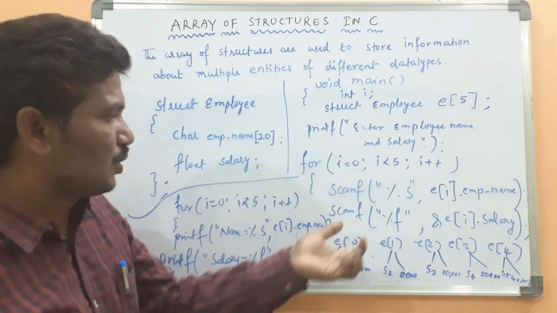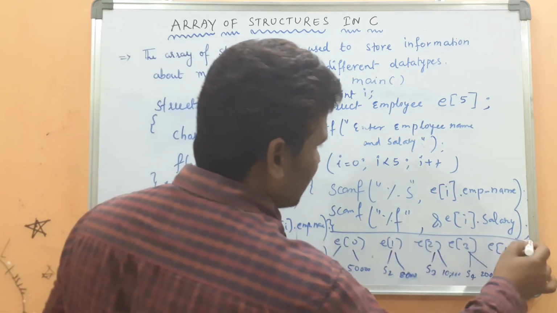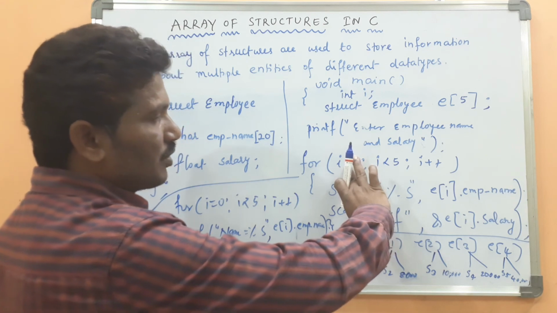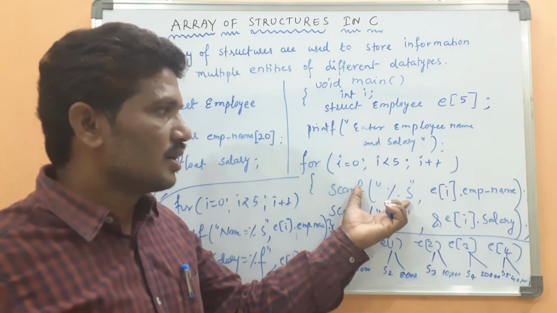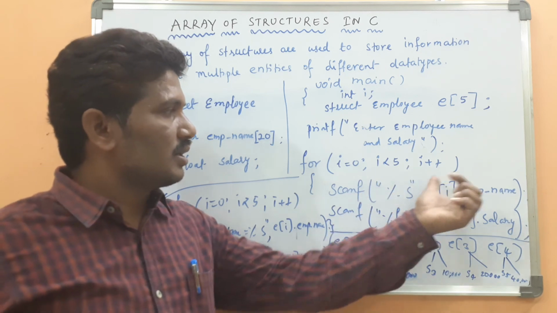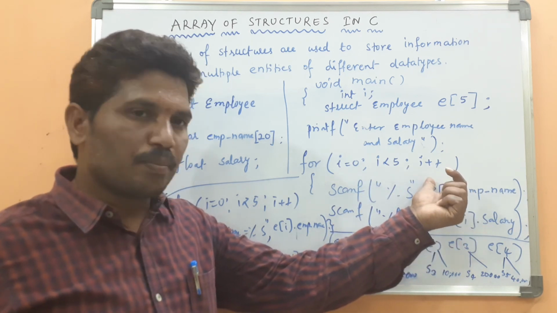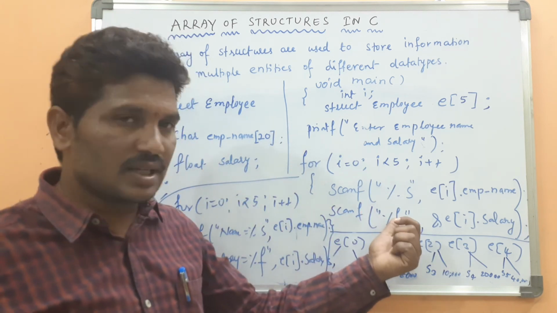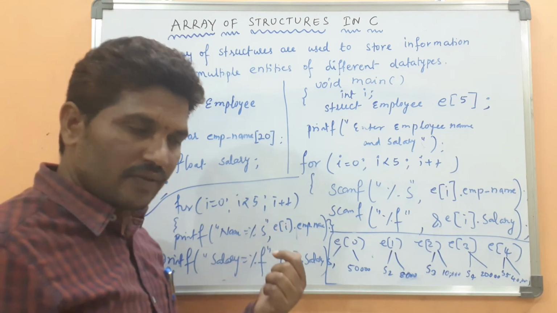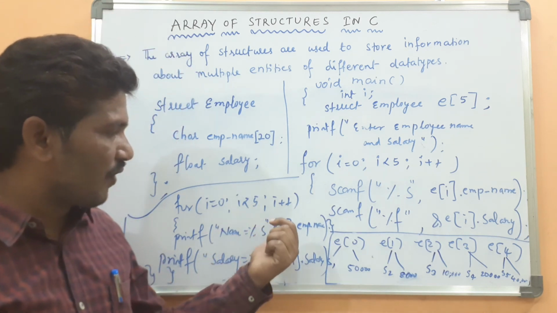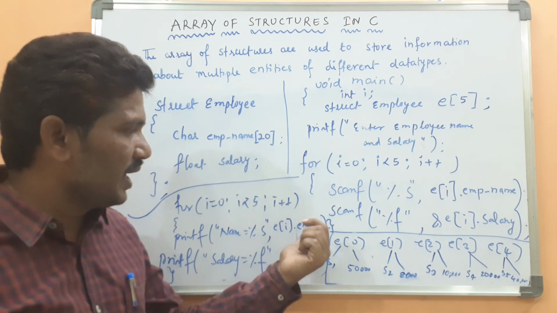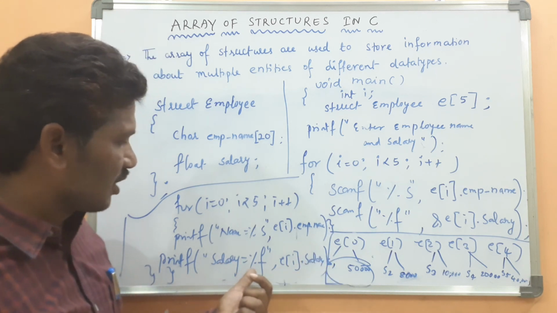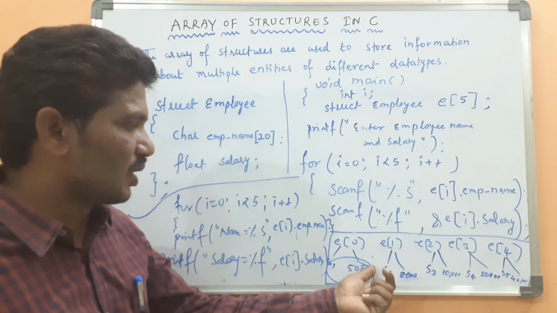Here, up to this loop, it is explanation, it is not part of the code. Please note it down. This part of code gets the data from the input device. Then we store 5 employee informations, employee name and salary, from the user. Then to display it on the output device, name equal to percent s, E of 0 dot EMP name. It will be displayed on the output. EMP name S1. Then salary equal to percent f, E of 0 dot salary. What is the salary? 5,000.